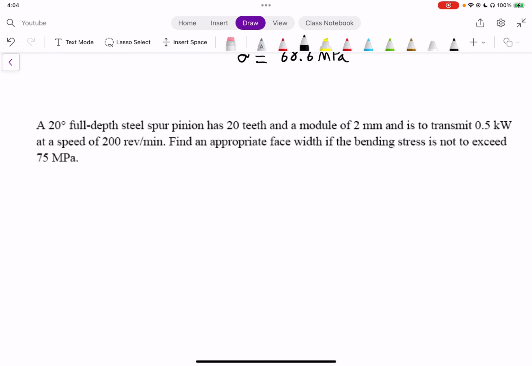So remember that, we're going to write the equation down. We're going to say sigma is equal to kV times Wt over Fmy, okay? And of course, we're told to find an appropriate face width. So if we need to find the face width, we can rearrange this equation and say that F is equal to kV times Wt divided by sigma my. Now, we're rearranging this equation in order to find a face width, okay?